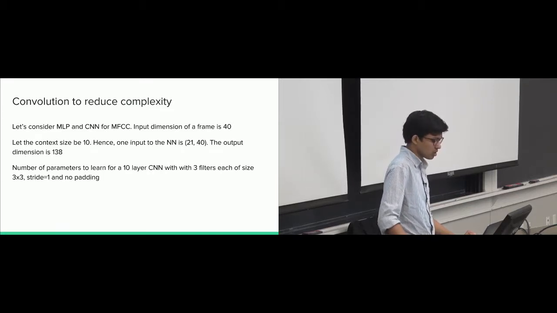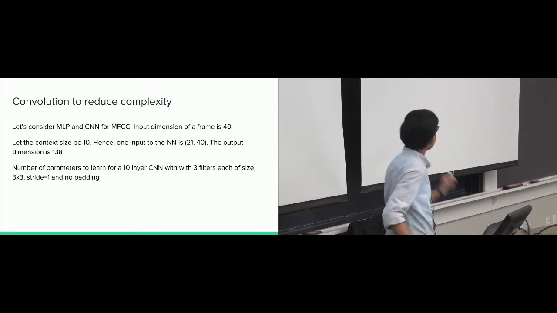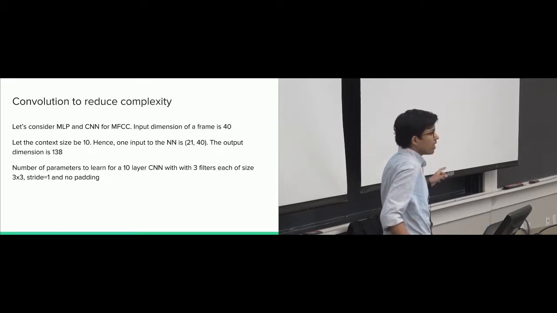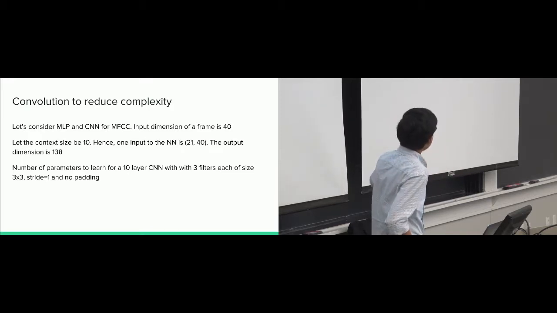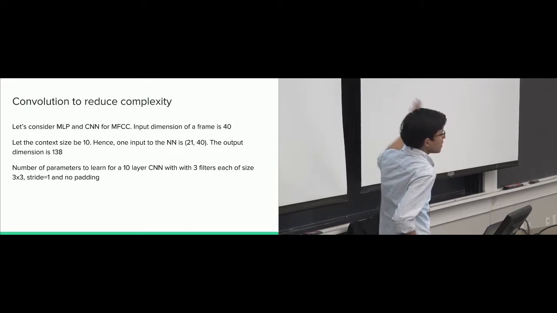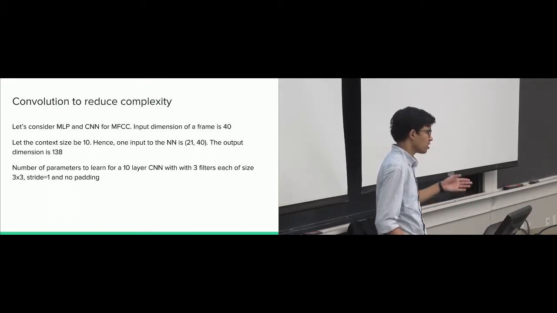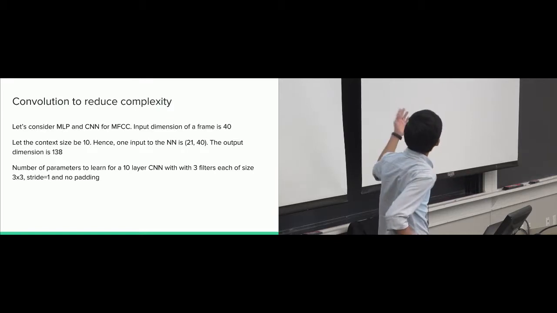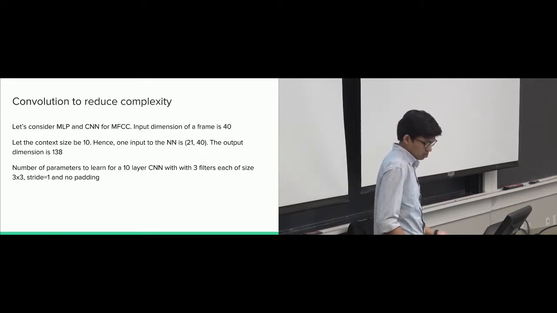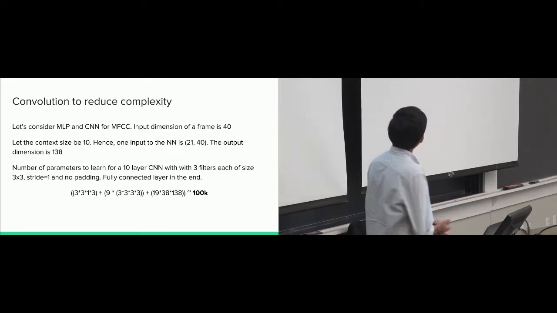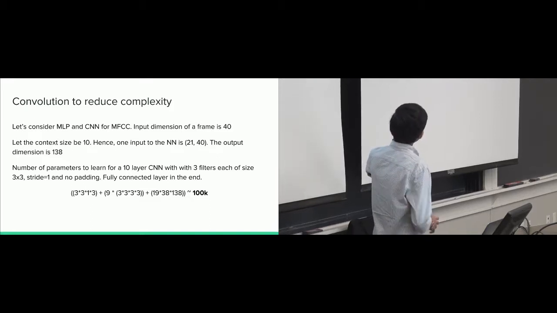Now, let's say we use a 10-layer CNN, and this model is very basic, where we have 3 filters, each of size 3 cross 3, with stride equal to 1, and we are not using any padding. So instead of a 3-layer multi-layer perceptron, now we have a 10-layer CNN. Here I'll show you how many weights we'll need to learn.